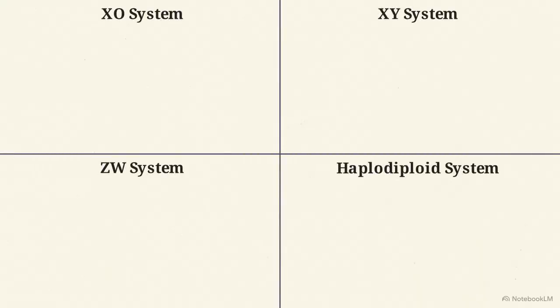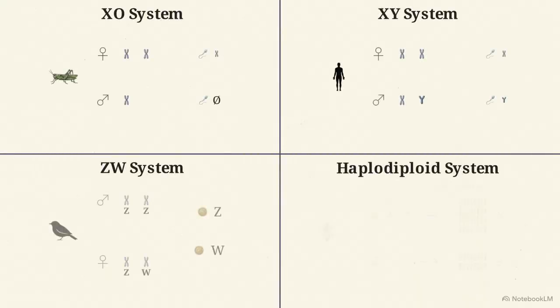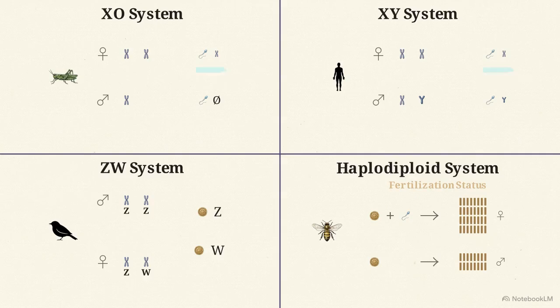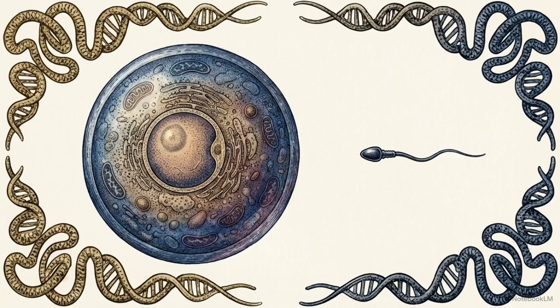Viewing all 4 systems simultaneously reveals a consistent biological pattern. In the XO and XY systems, the outcome is isolated to the sperm. In the ZW system, the variable is held by the egg. In the haplodiploid system, the decision rests on whether fertilization occurs at all. Across all architectures, sex is dictated by a mechanical asymmetry in genetic contribution.